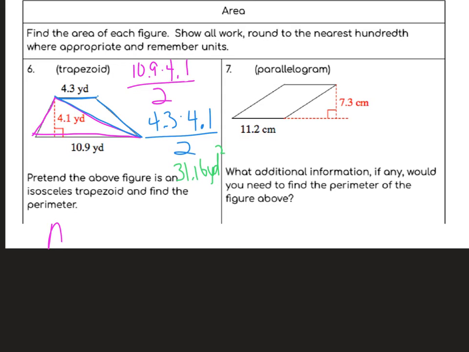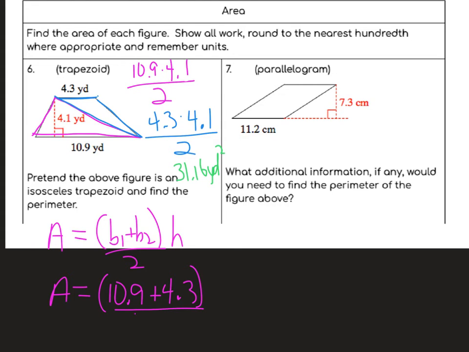Now, there is a formula if you want to use it. I don't like the formula because it doesn't make that much sense if you don't know where it comes from. Add the bases, divide by 2, multiply by the height. A number of different ways to think about it, but that's one way to do it. So if you're using that formula, that would be 10.9 plus 4.3 divided by 2 times the height, which is 4.1. Notice, if I did 4.1 times 10.9 divided by 2, or 4.1 times 4.3 divided by 2, that's the same thing. So you get the same answer.